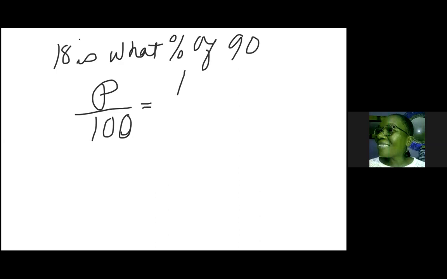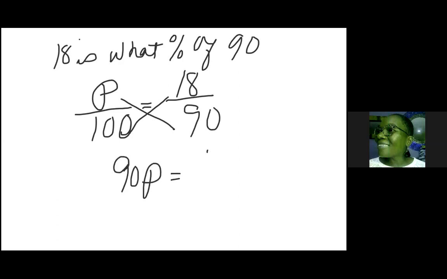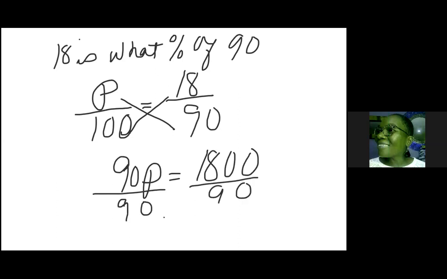The is number is 18. The of number is 90. Now we're going to solve it. We're going to cross multiply and solve it. When we cross multiply, we get 90p is equal to 1800. You want to divide both sides by 90 and then simplify this, guys. So these cancel out. 9 goes into 18 2 times with a 0 left over. So guys, there it is, 20%. 18 is 20% of 90.